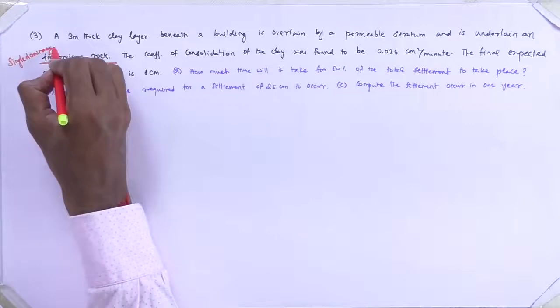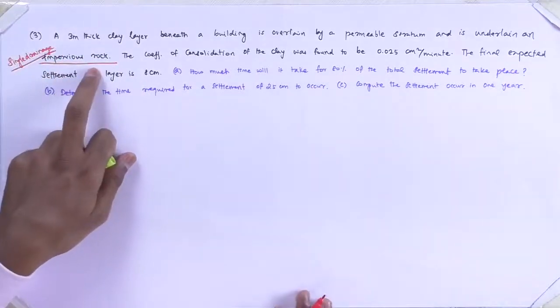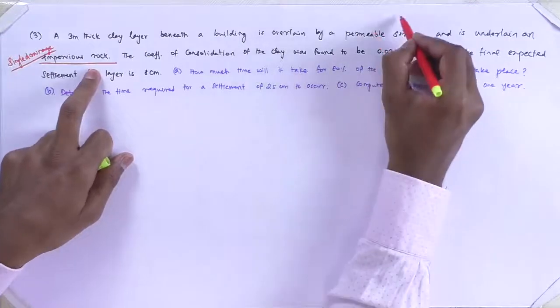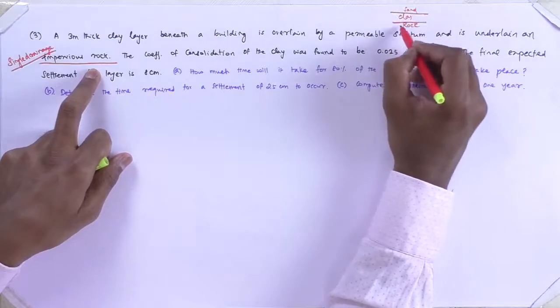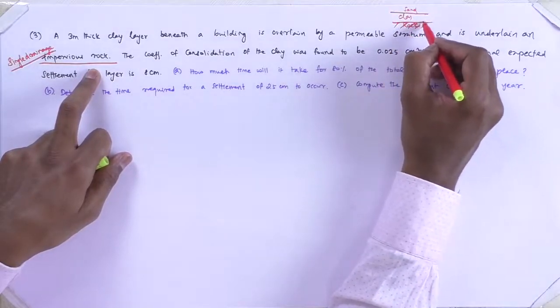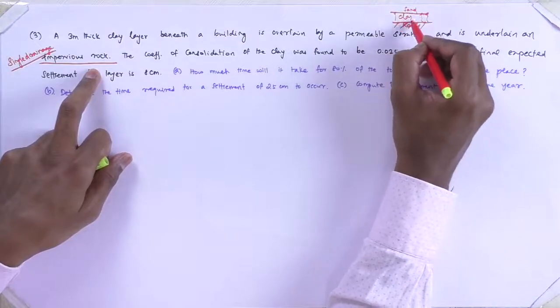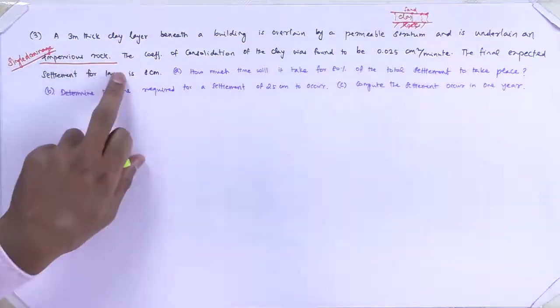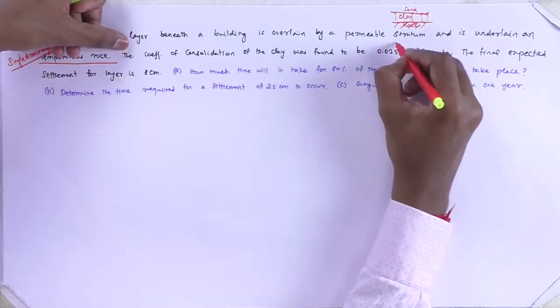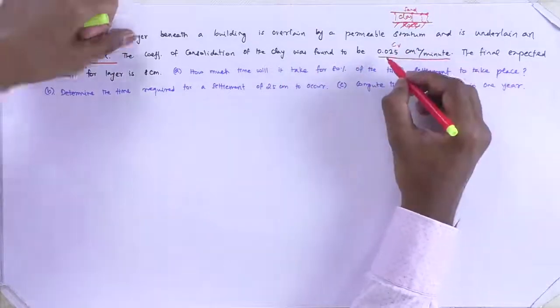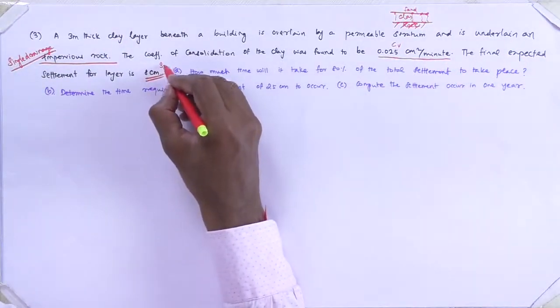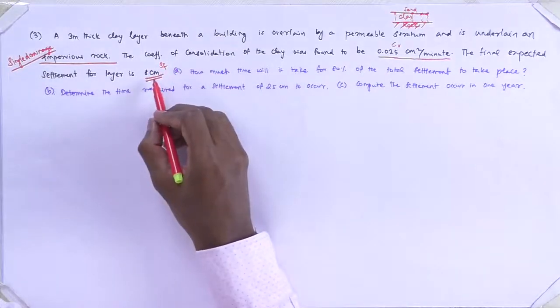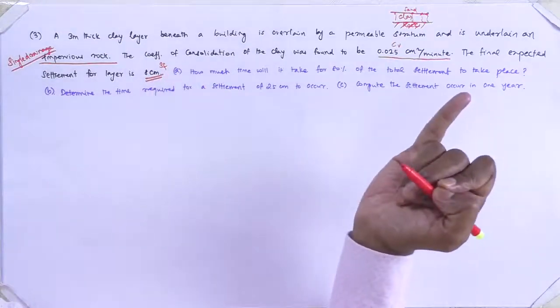So we have to extract the data available in the question like this. A clay layer, above which there is a sand layer, below which there is a rock layer. Rock won't permit the water to penetrate, so the only possible way is the sand layer, so it is single drainage. The coefficient of consolidation is nothing but CV, given as 0.025 centimeter square per minute. The final expected settlement, SF or SP, is 8 centimeter. They have not talked about any pressure distribution to find SF; instead they have given it as 8 centimeter.